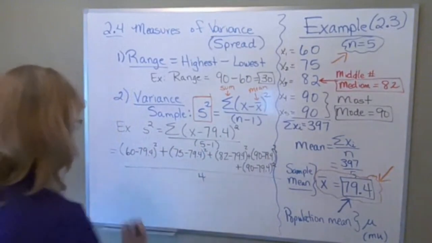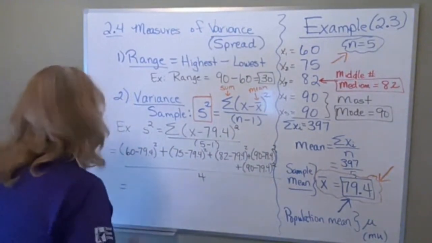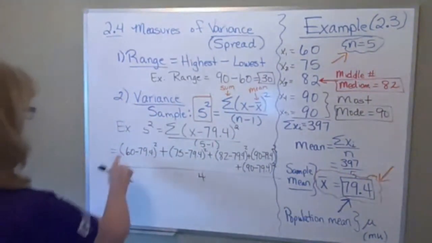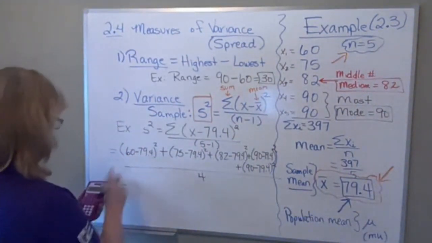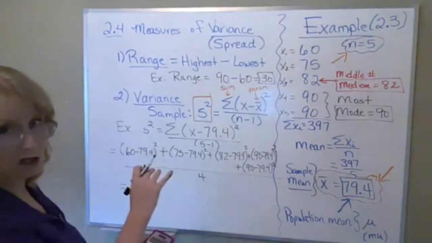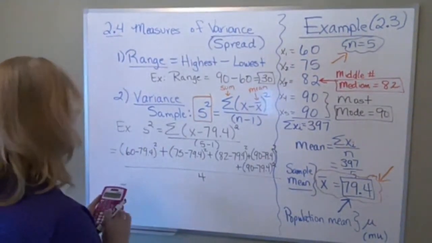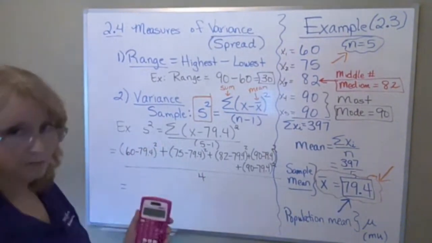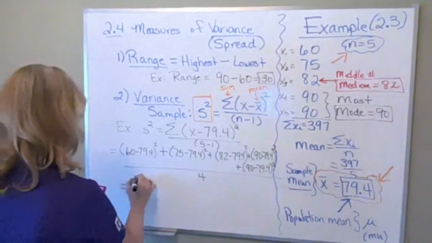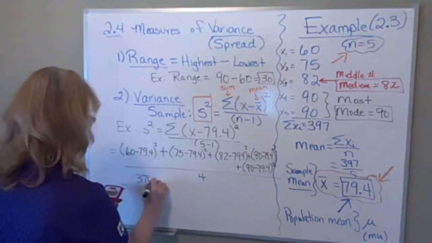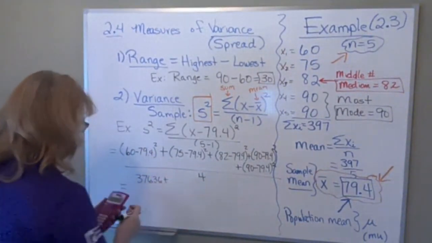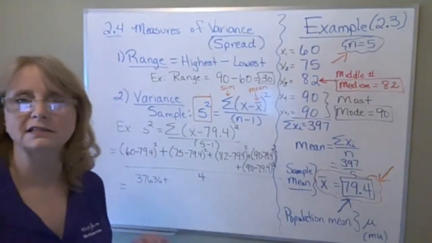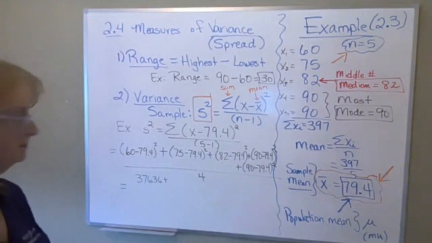5 minus 1 is 4. So I'm going to do the work on this. You guys can try it as well, but I'm going to do it with me. So for each data value, for this first one, I'm actually going to type it in just like that. So I did parentheses 60 minus 79.4, and then I hit my x squared button, and that gives me 376.36. And you'll notice I'm not going to round anything here because this is not my final answer.